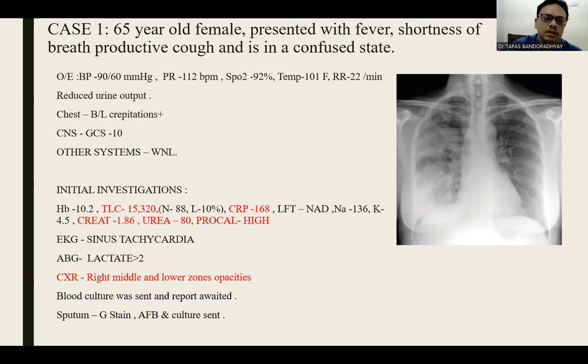On examination, there was tachycardia and hypotension. The saturation was borderline, 90-92%. Temperature was high. There was oliguria. In the chest, there were bilateral crepitations, and the GCS was 10. Other systems were within normal limits. Initial investigation showed leukocytosis with very high inflammatory markers, CRP 170, and there was also renal azotemia. The urea and creatinine were high.